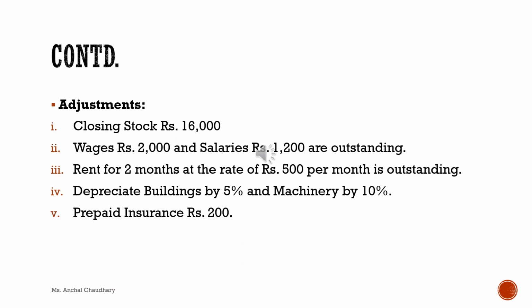So here are the additional adjustments which are given to you. First is your closing stock rupees 16,000, wages rupees 2,000 and salaries 1,200 are outstanding. Both of these are outstanding. Next, rent for 2 months at the rate of rupees 500 per month is outstanding. So you have to calculate the outstanding rent according to the 2 months. Then depreciation of building by 5% and machinery by 10%. Next is your prepaid insurance, that is rupees 200. So you have to solve this question.